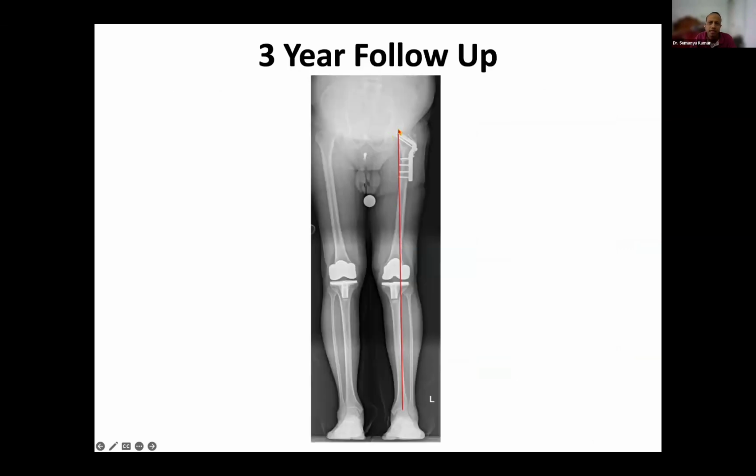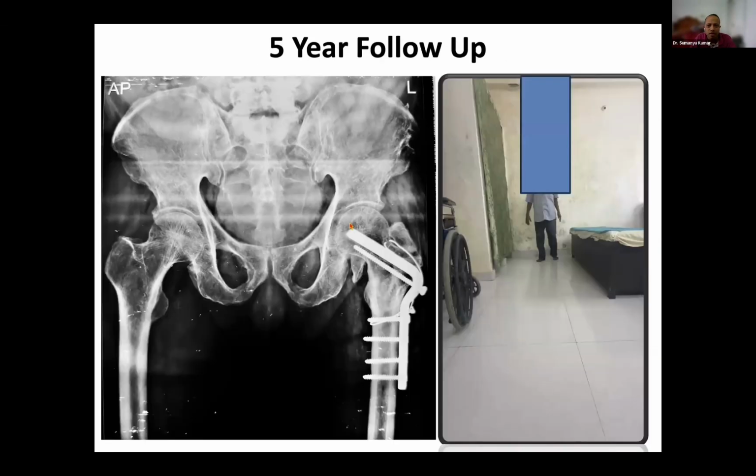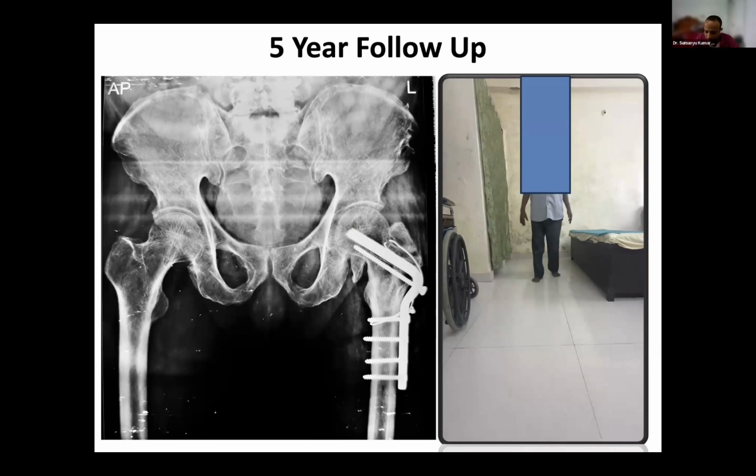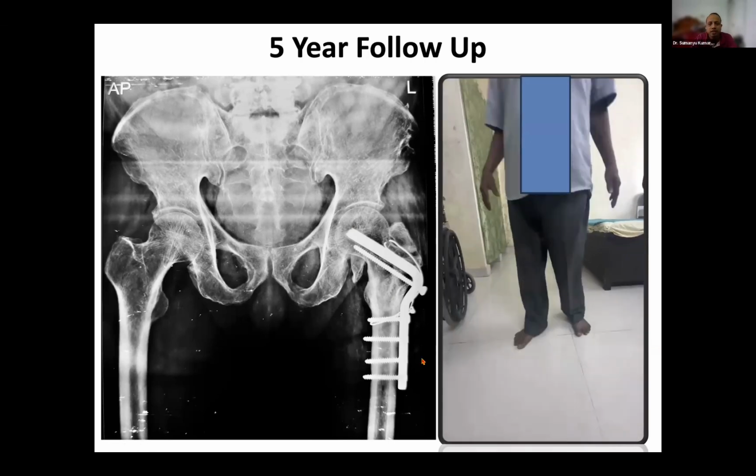So you can see here, we take a long leg X-ray. You can find a little bit of lateral deviation of the mechanical axis, but not too much. This is a 5-year follow-up. The patient was able to walk. The fracture is fully united. The SS wires are broken, but otherwise there is no loosening of the implant.